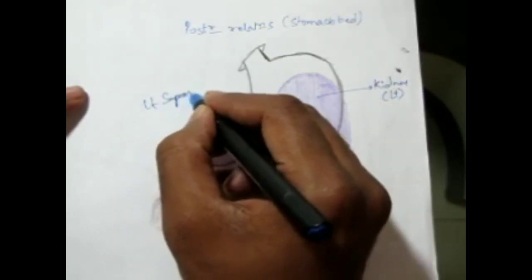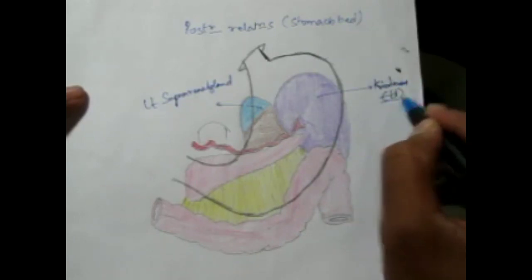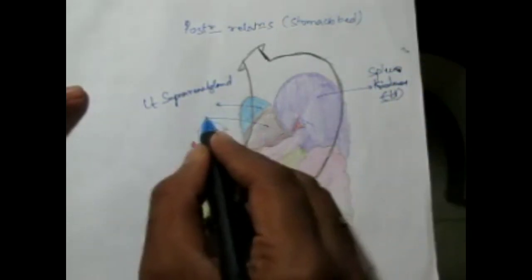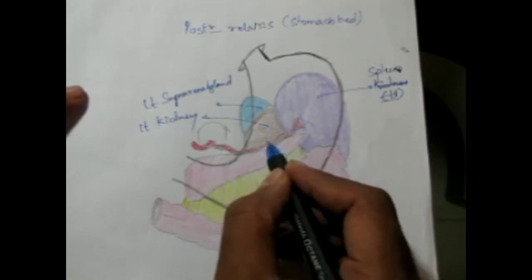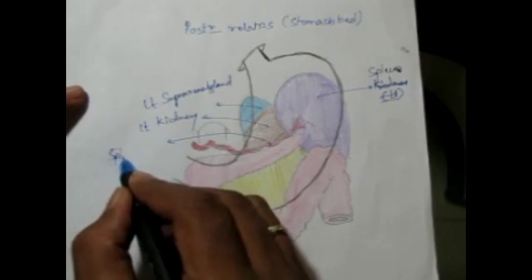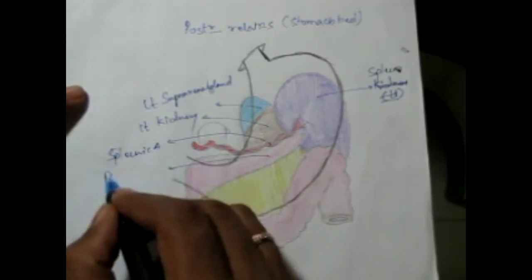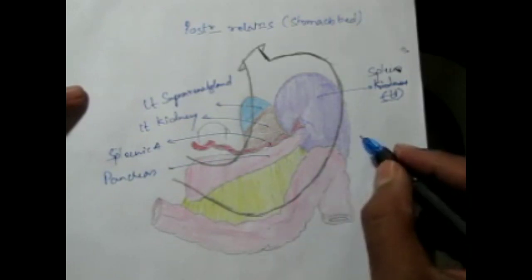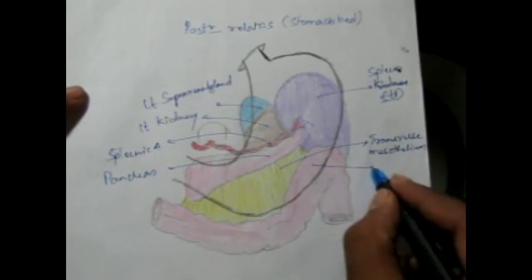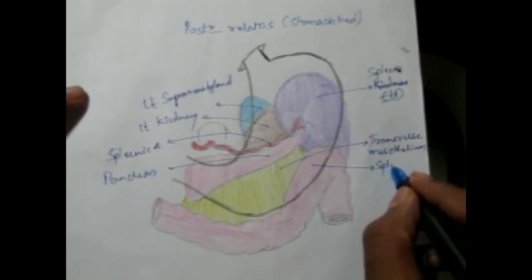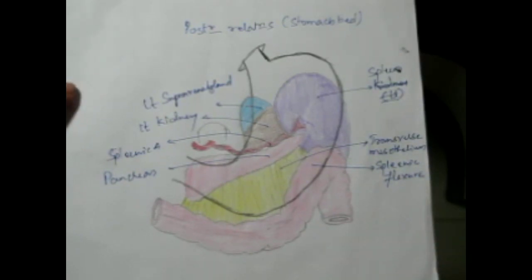Left suprarenal gland, spleen, kidney, splenic artery, pancreas, and splenic flexure of the large intestine.